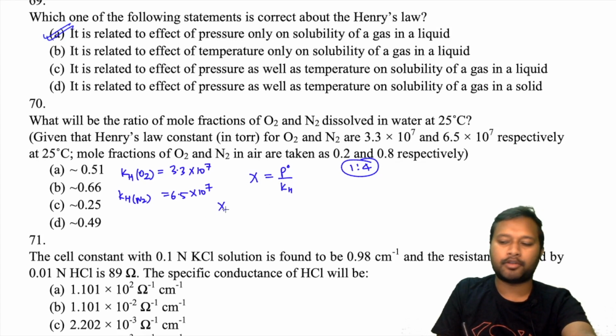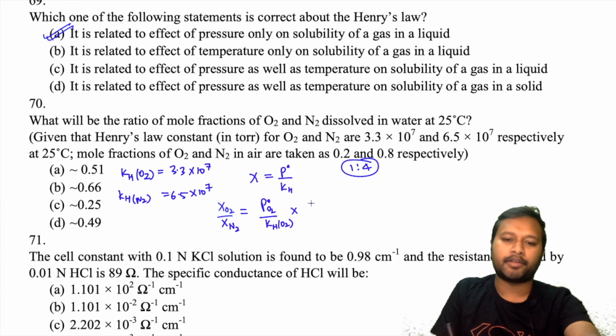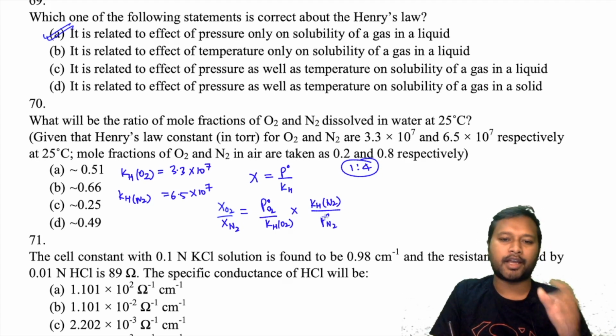So if I have to write down the mole fraction of O2 divided by mole fraction of N2, this is going to be equal to the partial pressure of O2 divided by the Henry's constant KH of O2, multiplied by, this thing will get reversed, so Henry's constant of N2 divided by partial pressure of N2. Put all the values which I have already given to you.